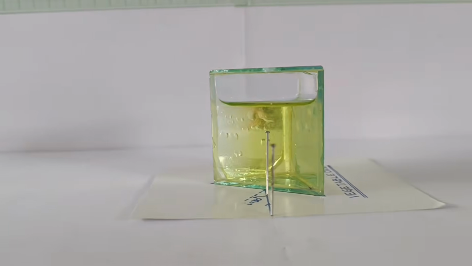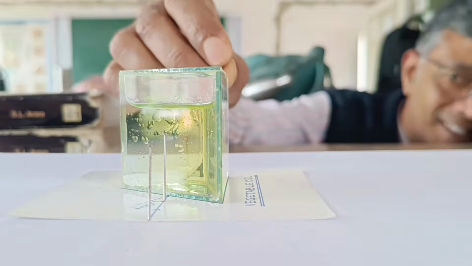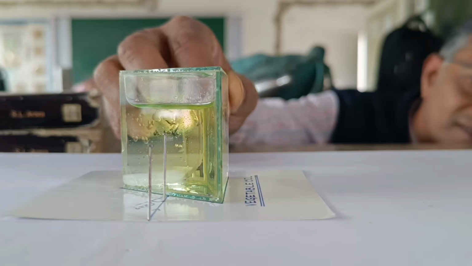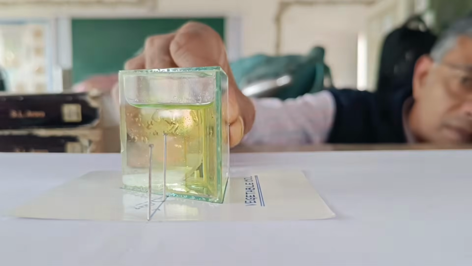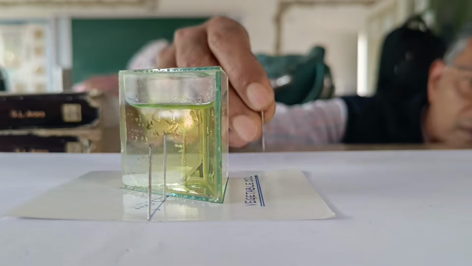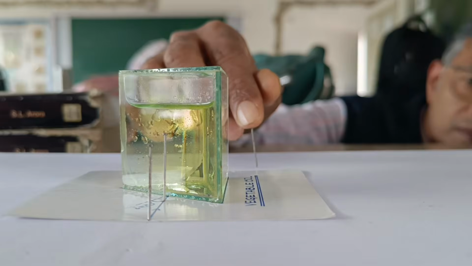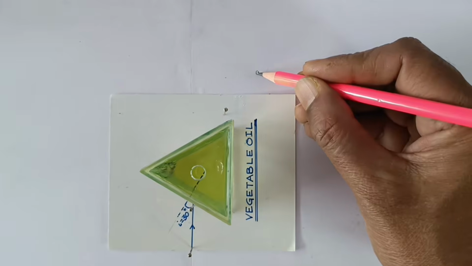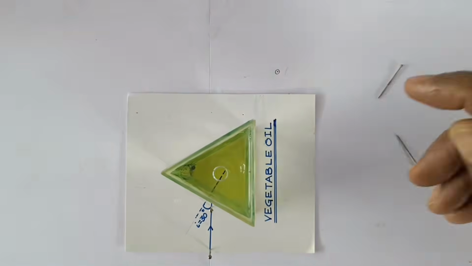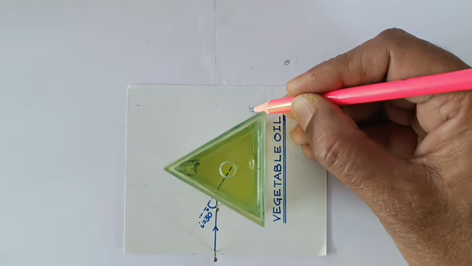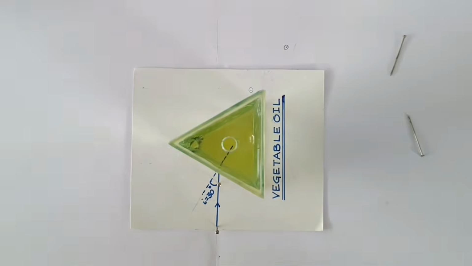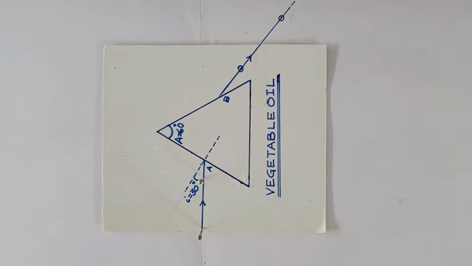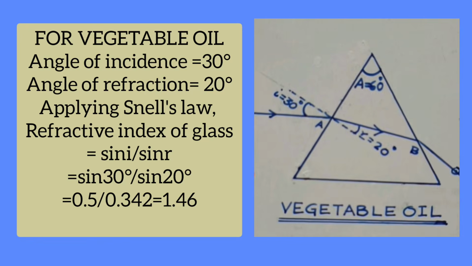We need to fix two pins on the incident ray and then from the opposite face of the prism we need to fix two more pins so that they appear in line with the images of the earlier two pins. Ensure the correct alignment of the pins and their images so that the path of the light ray can be accurately traced. Now students, mark these points and on joining these two dots, we will obtain the emergent ray. Corresponding to the angle of incidence of 30 degree, R is obtained to be 20 degree.